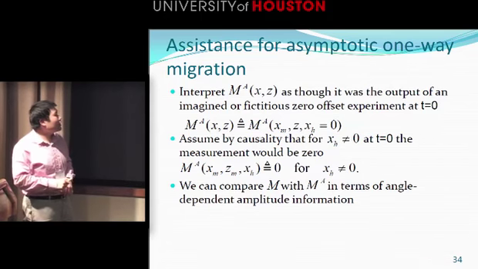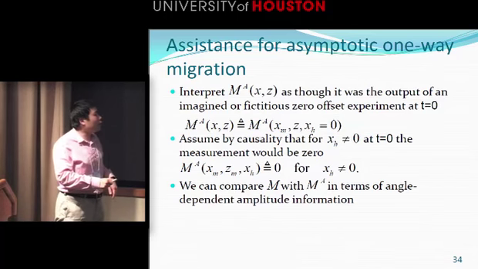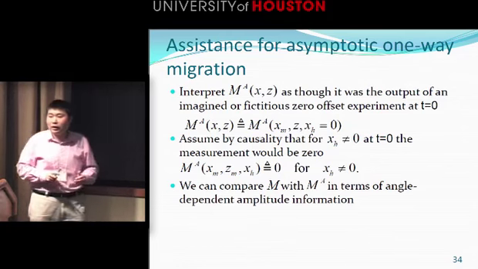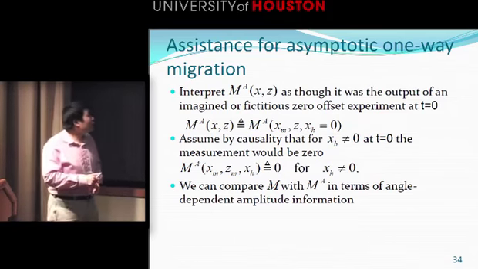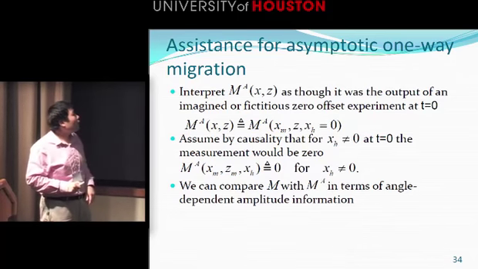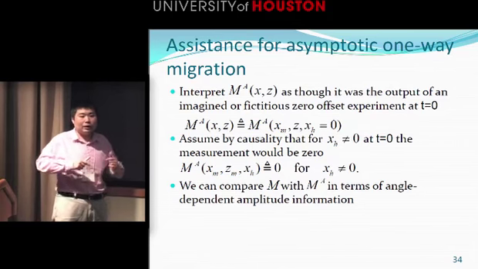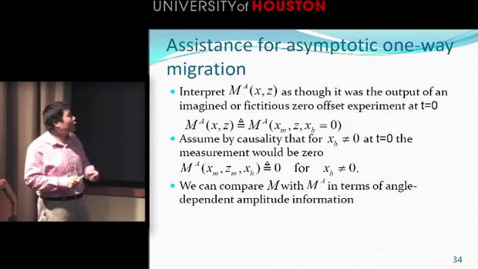So we treat this asymptotic migration image as the summing experiment at the midpoint depth, with the subsurface offset equal to 0. This is the only assumption. It is an assistant assumption we introduced to the asymptotic migration just to help get angle-dependent information from the asymptotic migration scheme.